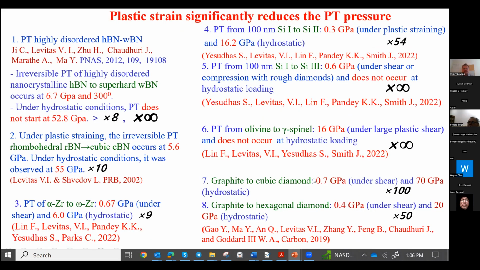One of the main effects of plastic strain is that it drastically reduces phase transition pressure. You see here some of our results in reduction of pressure by one and even two orders of magnitude. For example, graphite to cubic diamond transforms at 70 GPa under hydrostatic condition, and under shear it's 0.7 GPa. If this process can be scaled up, this would be a new revolutionary technology of diamond synthesis. Infinity means that these phase transformations were not obtained under hydrostatic pressure at any pressure, but we obtain them at quite low pressure with plastic straining.